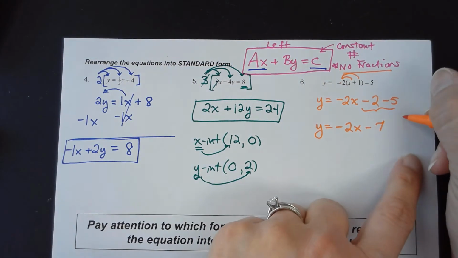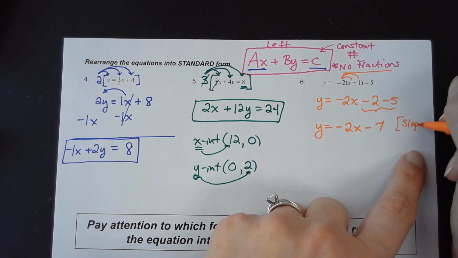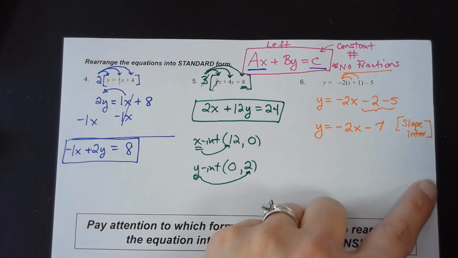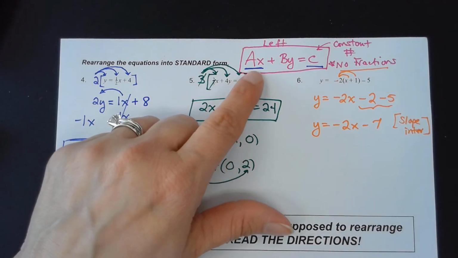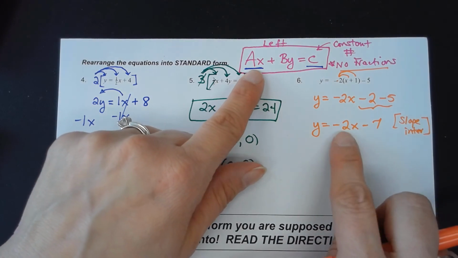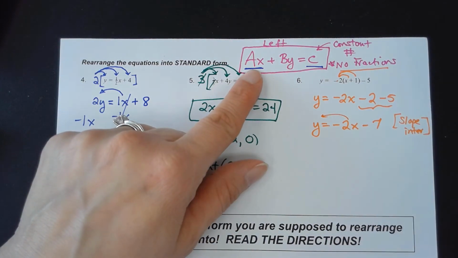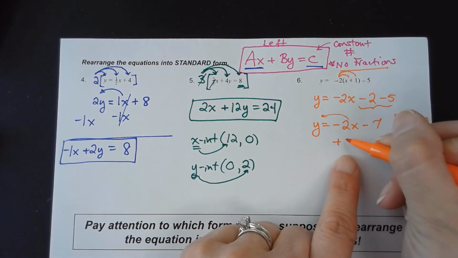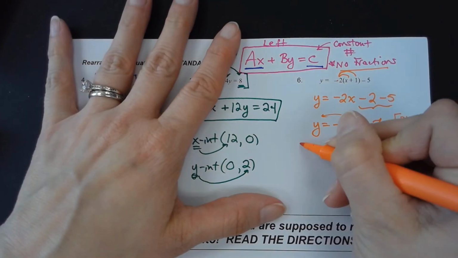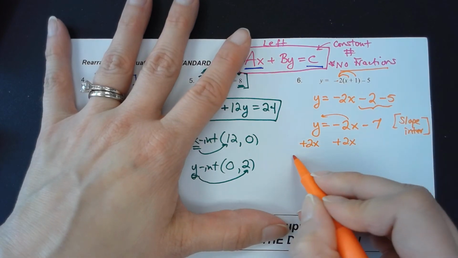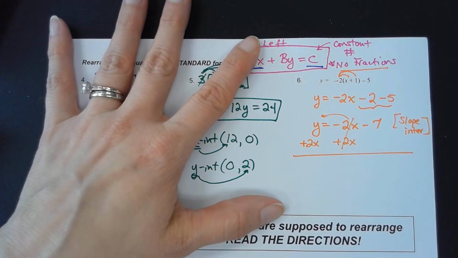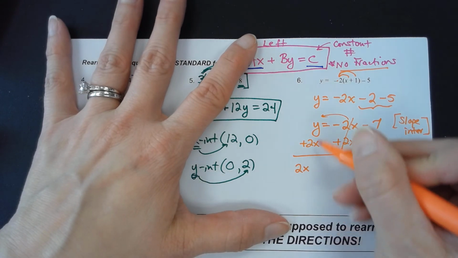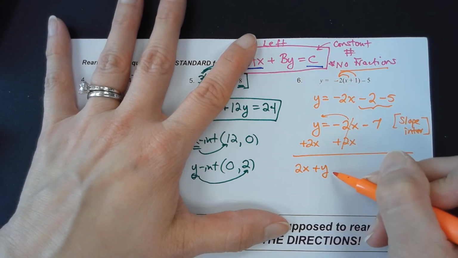In fact, this one is called slope-intercept. If they wanted me to be in slope-intercept form, I would be done. But I'm supposed to have the x's on the left. So x's, you got to get over there. So if I have a -2x, I'm going to add 2x to the right and add 2x to the left. So that's going to cancel them out. And then we have 2x plus y.